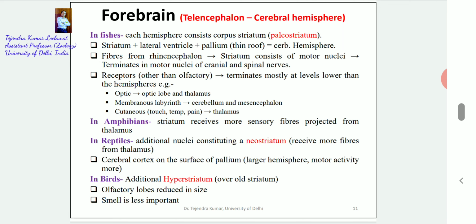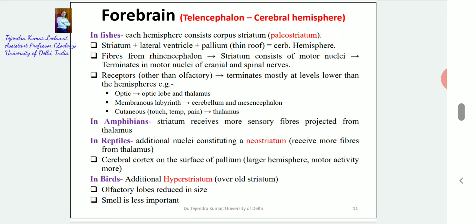Birds have one more additional striatum, the hyperstriatum, meaning this is the third one. Paleostriatum is there, neostriatum is there, and the third one, the hyperstriatum, is also there. Means they have more striatum over the old striatum, right? So the hyperstriatum is present over the old striatum, and the olfactory lobes are reduced in size even more, and smell is less important.